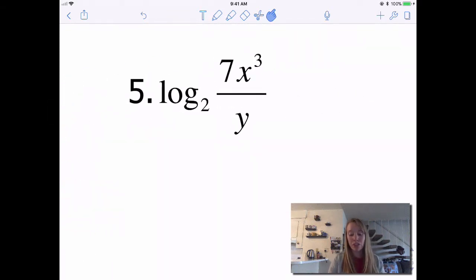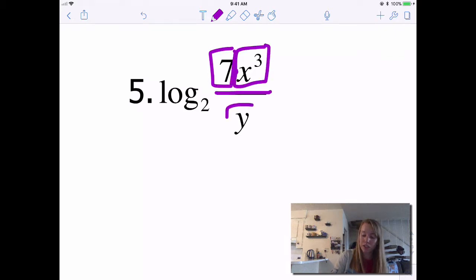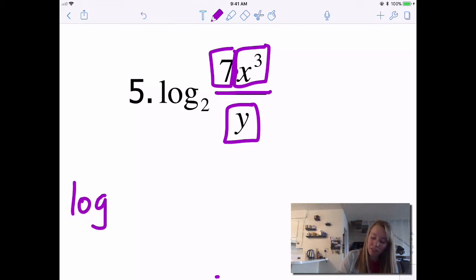Number 5, log base 2 of 7x cubed over y. There's actually a lot going on here. I can put a multiplication symbol here, division symbol there. So there's really like three major pieces going on because that 3 is attached to the x. So I'm going to write log base 2 three different times.